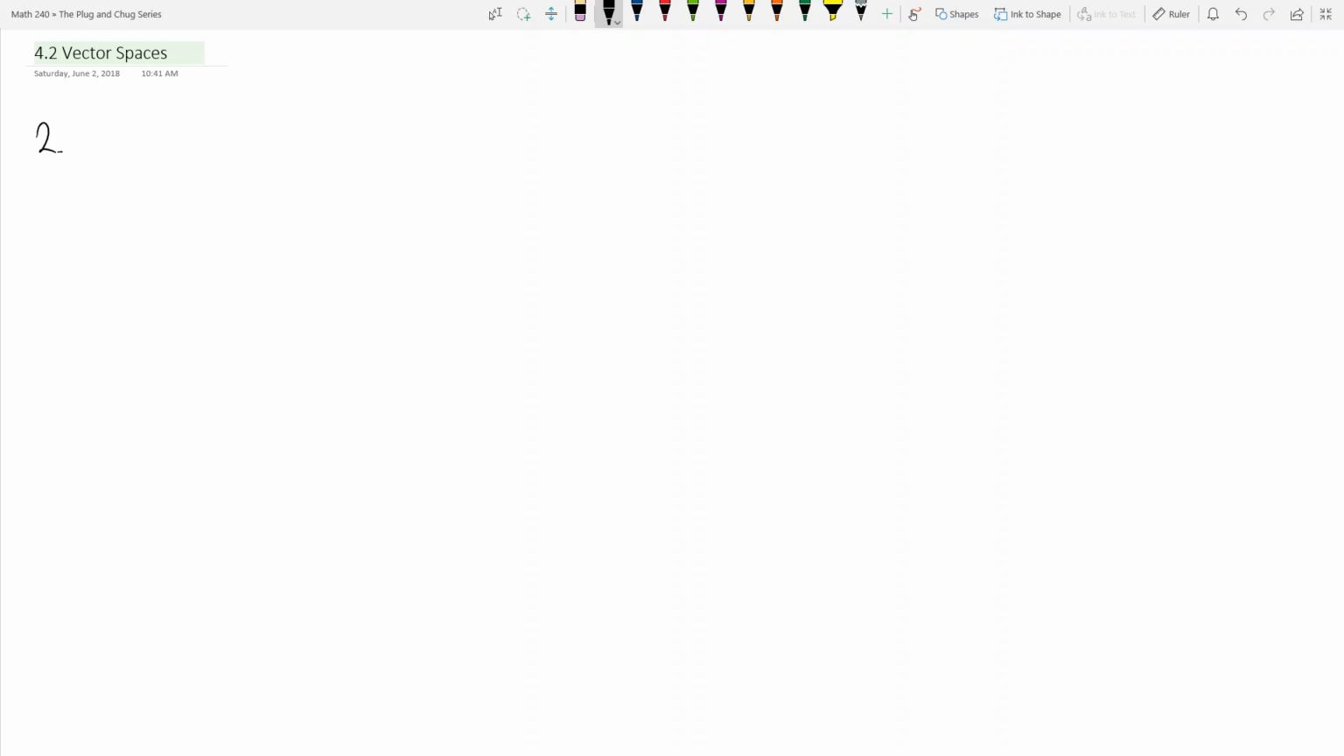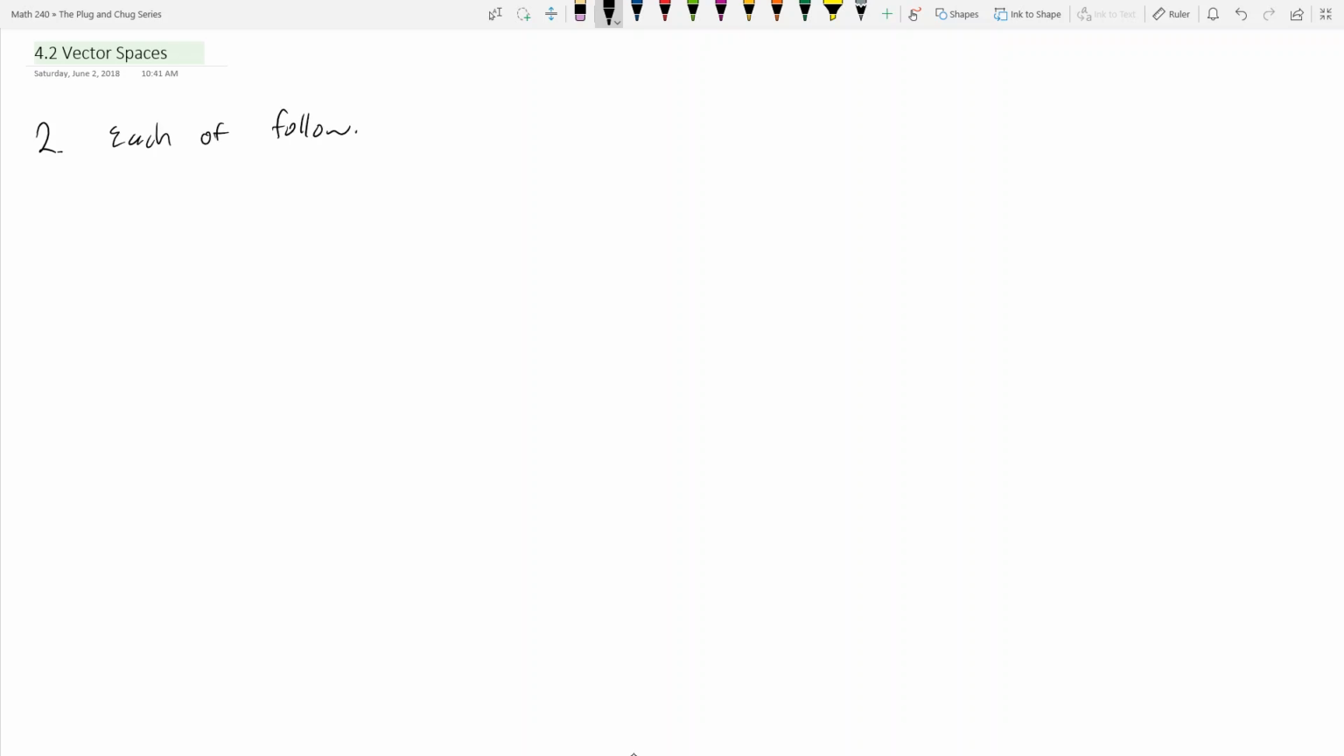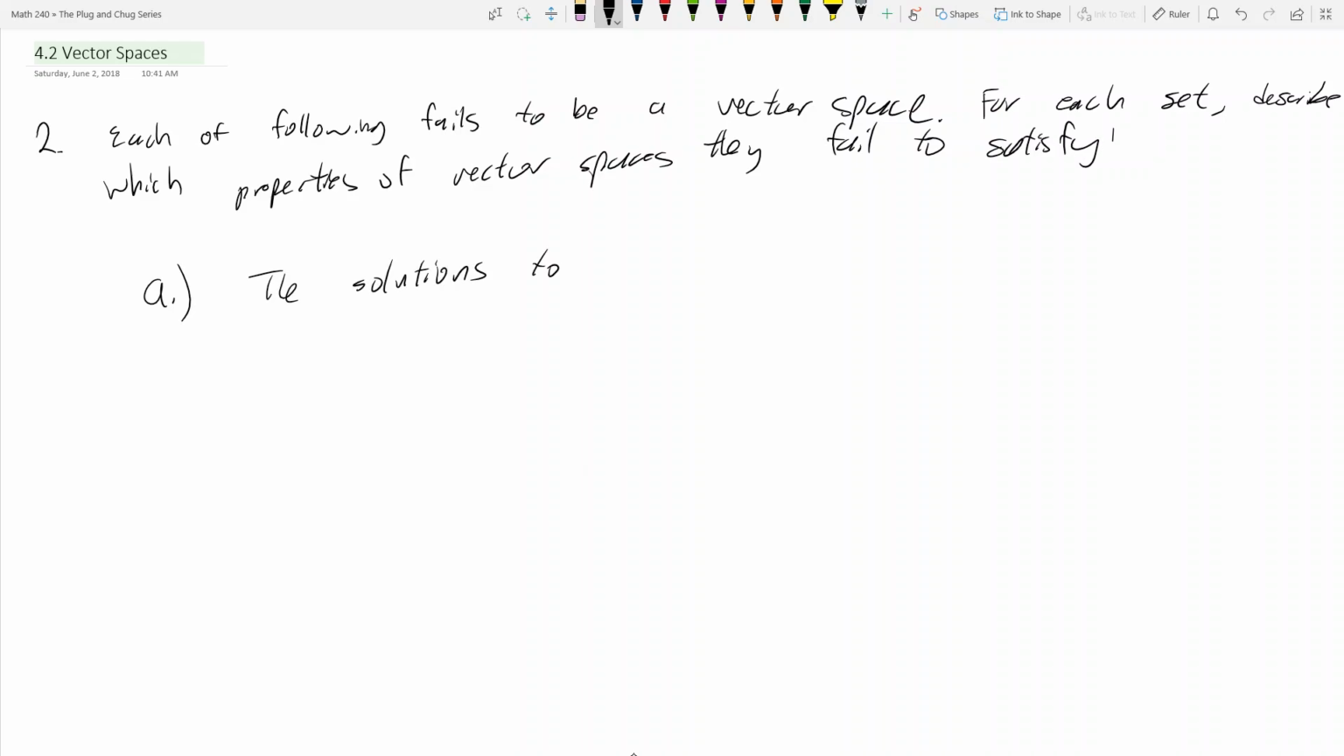So problem 2 here, or on the quiz this is problem 2, says each of the following fails to be a vector space. For each set, describe which properties of vector spaces they fail to satisfy. All right, and so this first set, set A, is going to be the solutions to the differential equation y double prime plus y is equal to 1.